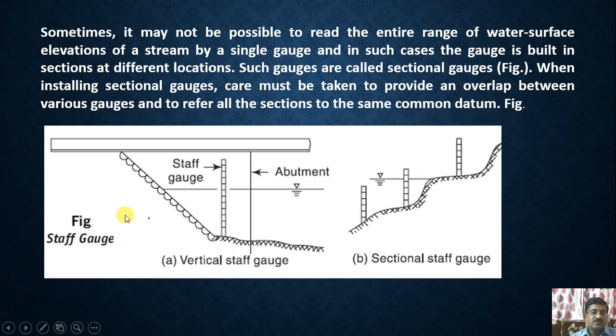Now you can see in these staff gauges, the first figure has been shown here as a, these are the vertical staff gauge. So you can see a vertical staff gauge has been provided here, and it is nothing but associated with the abutment of that particular water structure. And sometimes sectional staff gauges may be provided. You can see these are provided at the locations.